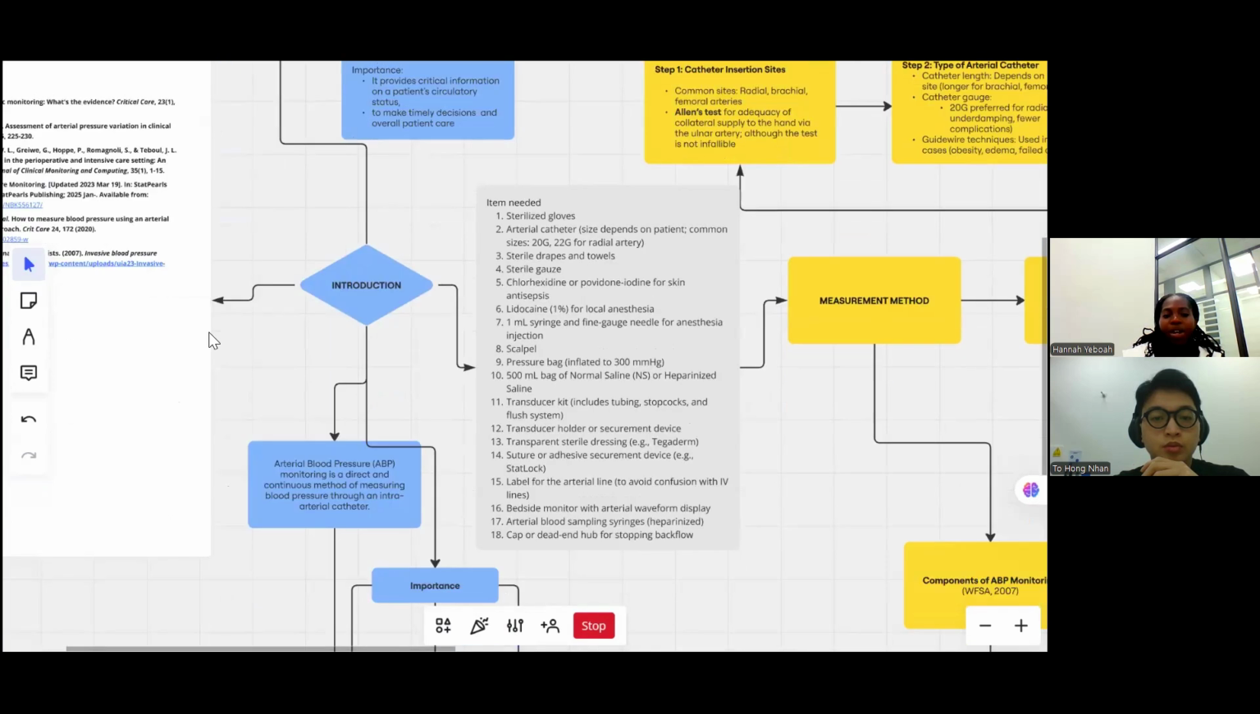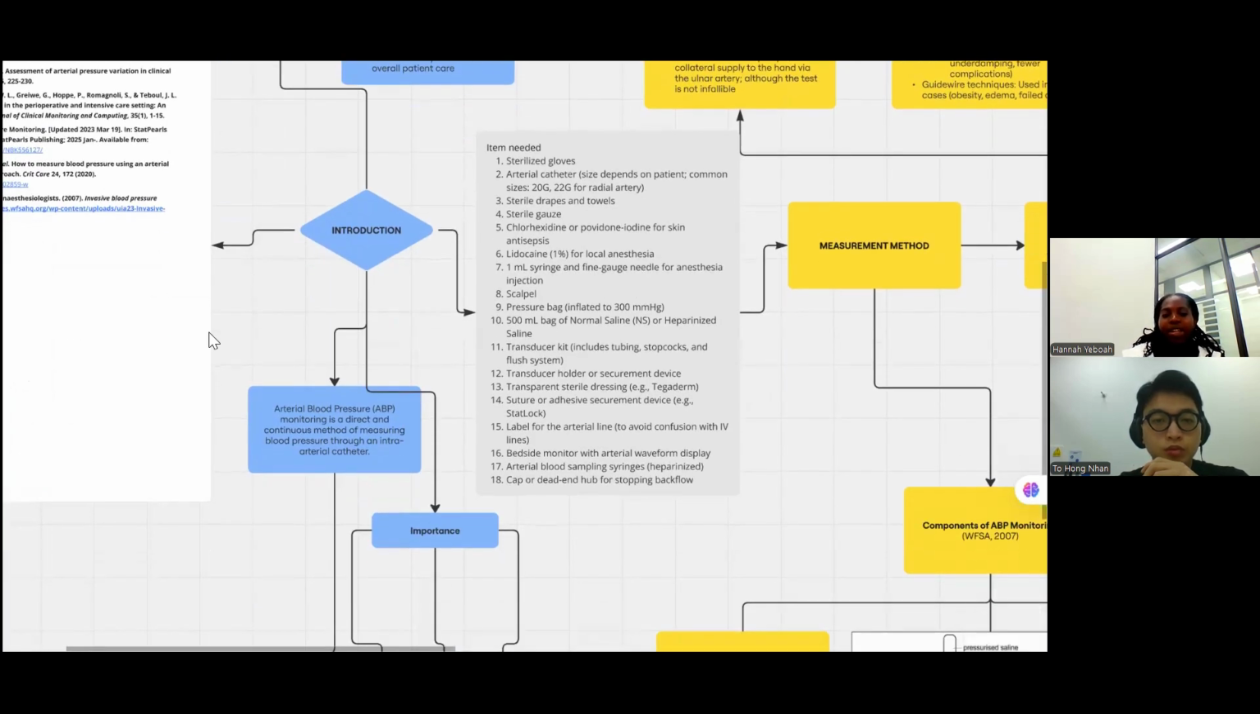Next, we're going to talk about arterial blood pressure. What is it? Arterial blood pressure means a direct and continuous method that is used to measure the blood pressure of a patient through an intra-arterial catheter. What we mean here is that we do not use the normal blood pressure cuff that we use to measure the patient's blood pressure, but here we are going to do an invasive method where we use an intra-arterial catheter through the patient's chest and into the heart to be able to measure the patient's blood pressure.